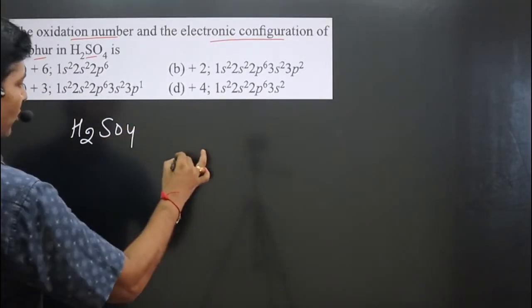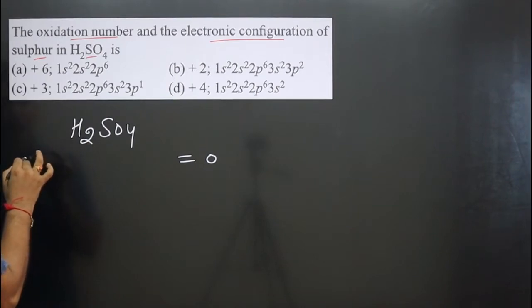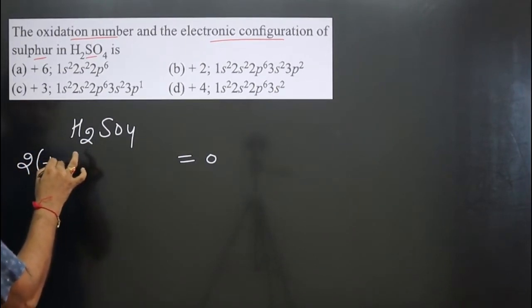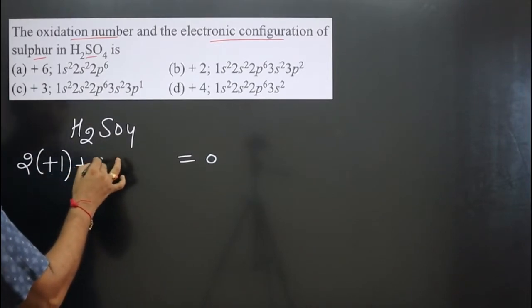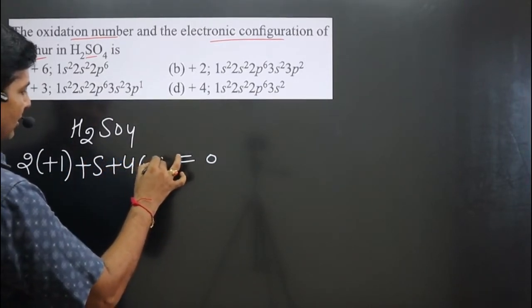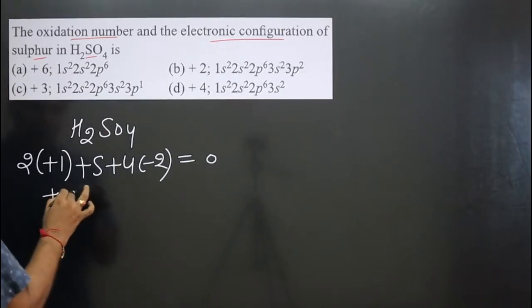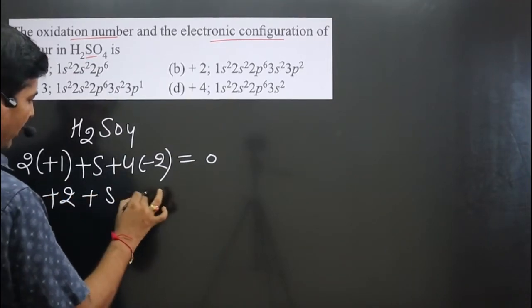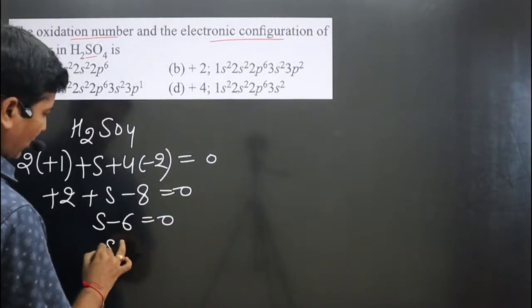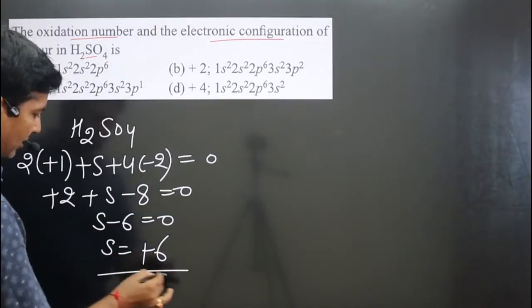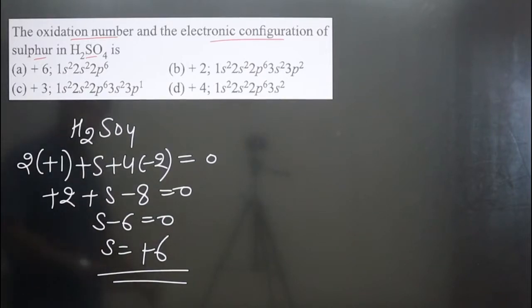It is a neutral compound, so the total is equal to 0. Two hydrogens are there, and each hydrogen is plus 1, because hydrogen attached to a non-metal always shows a plus 1 oxidation number. We have sulfur and 4 oxygens, each oxygen is minus 2. We have plus 2, then sulfur, 4 times minus 2 is minus 8, equal to 0. Sulfur minus 6 is equal to 0. Sulfur is present in plus 6 oxidation number in sulfuric acid.